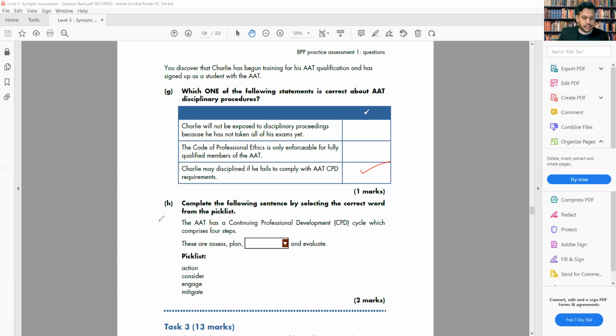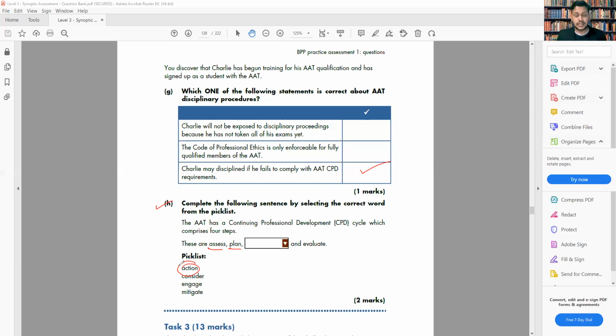All right, here is the next one, the last one. They said, complete the following sentence by selecting the correct word from the pick list. The AAT has the continuing professional development, CPD, cycle, which comprises 4 steps. This is just to memorize, nothing to understand. The first one is assess, then plan, then action, then evaluate. Make sure you make a note of that.